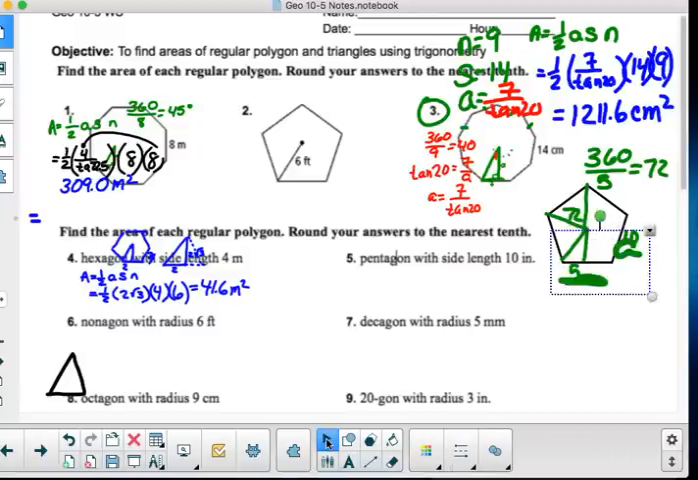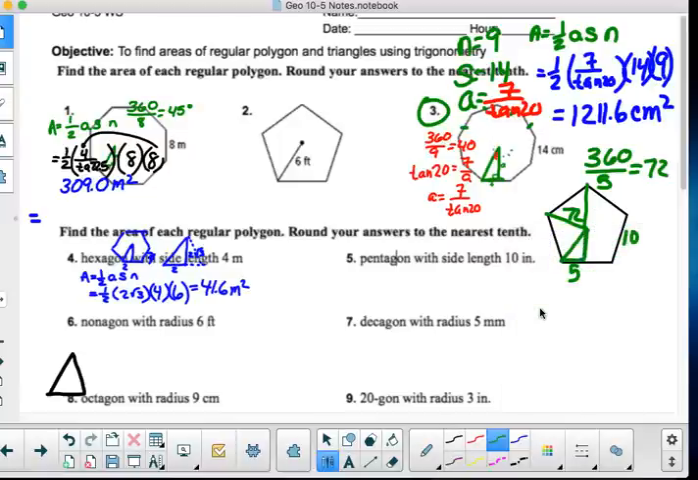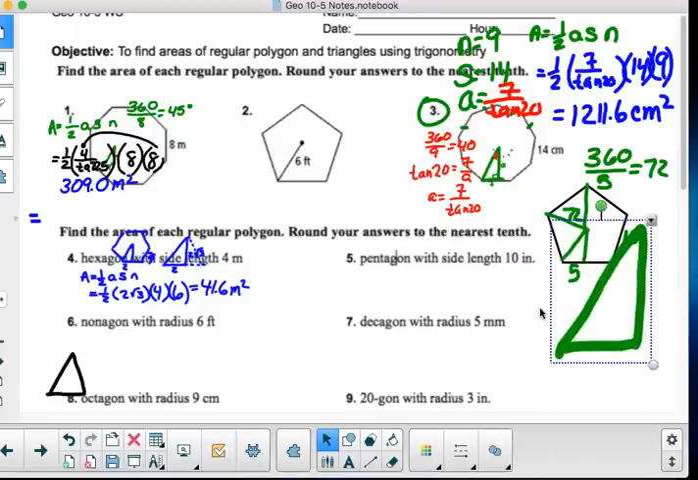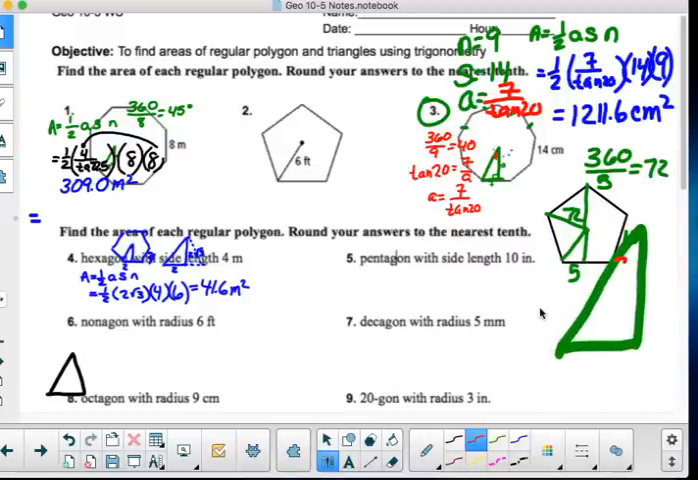So I'm going to blow this triangle up. Perhaps I need to blow this triangle up better. Let's do it this way. I got to group this triangle here. So now, let's blow that triangle up. Know that this is 36 degrees. I know this is 5, and I know I'm looking for A.